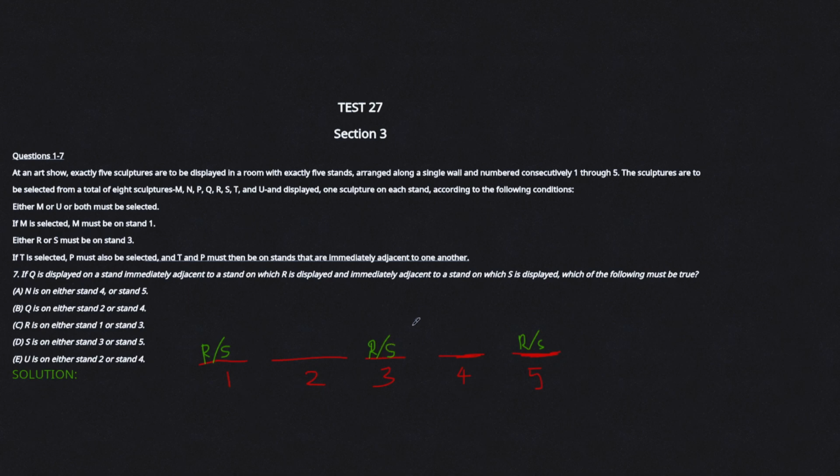So now the premise is that you have one of these two at 3, and you have one of these two at number 1 or number 5. So Q can either be at number 2 or number 4. Now, let's go over the options. We can see in the second option, it says Q is on either stand 2 or stand 4, which is the right answer. We have only established this right here.